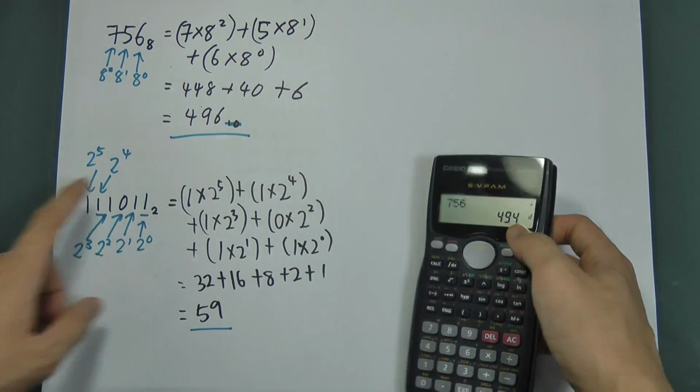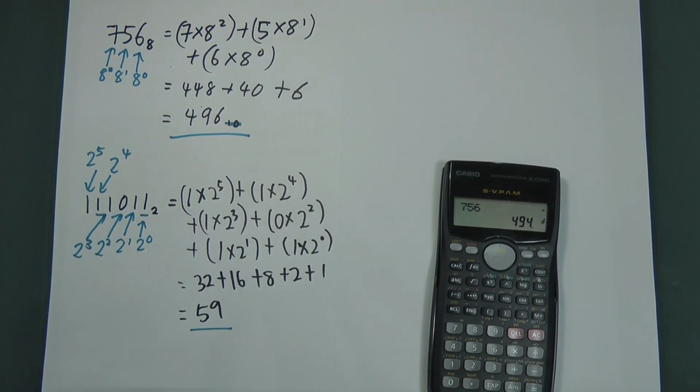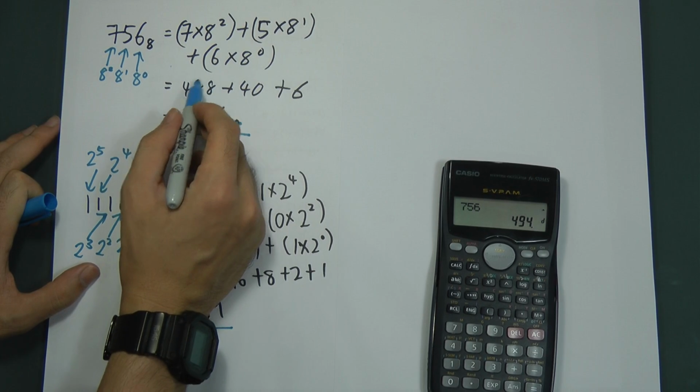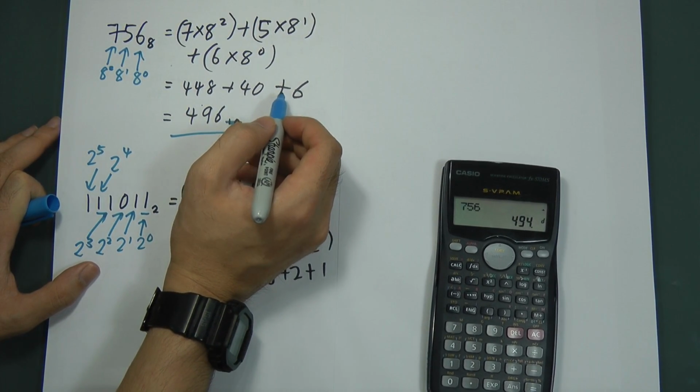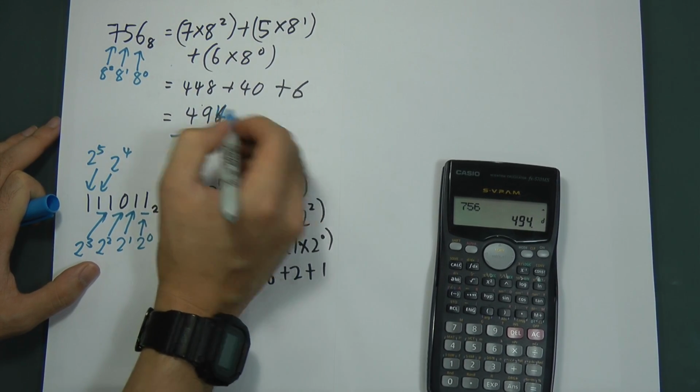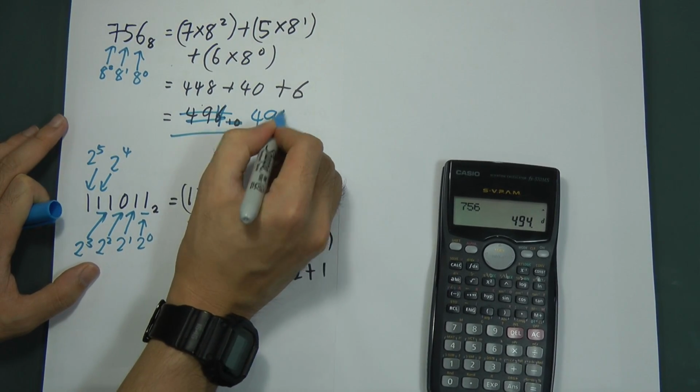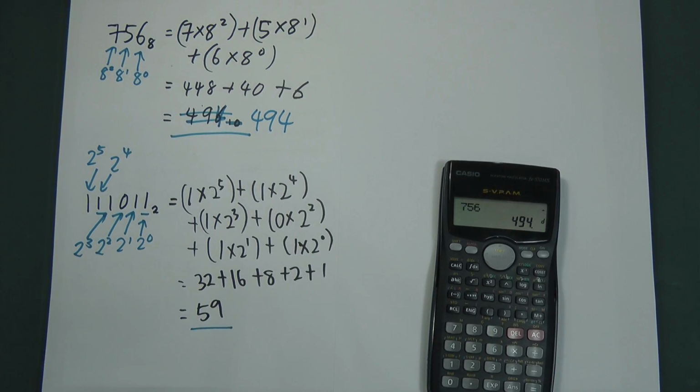494. Okay, so let's see what's wrong, because here actually I got 496. Yeah, some calculation mistake. If you count, 48 plus 6, actually you get 54. So this is 494. Yes. Okay.